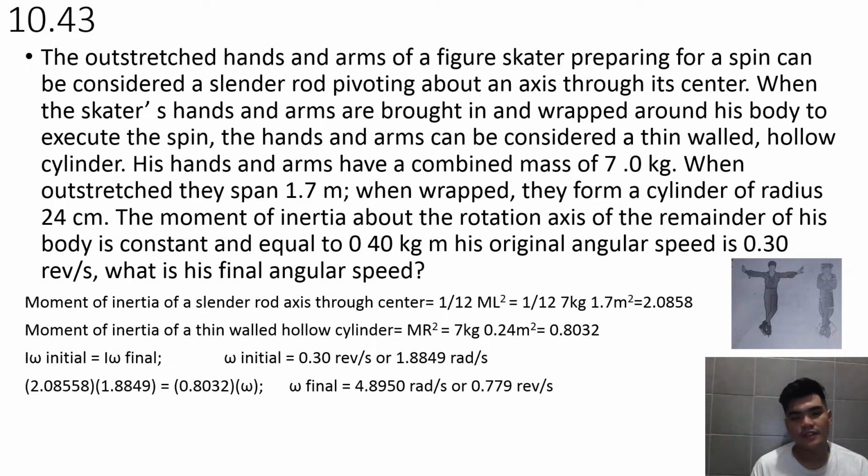His arms and hands have a combined mass of 7 kilograms. When outstretched, they span 1.7 meters. When wrapped, they form a cylinder of radius 24 centimeters. The moment of inertia about the rotation axis of the remainder of his body is constant and equal to 0.40 kilogram meters squared. His original angular speed is 0.30 revs per second. What is his final angular speed?